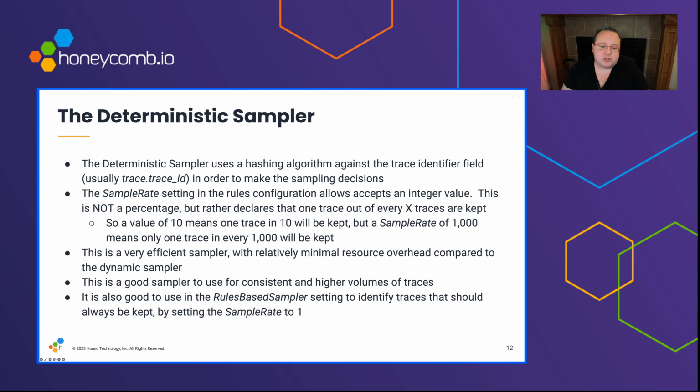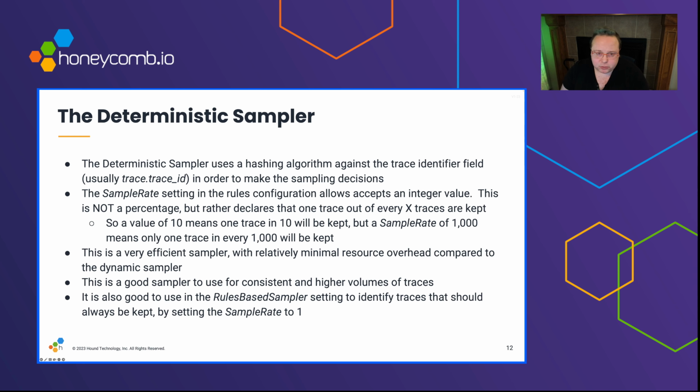The first one, I mentioned this briefly, the Deterministic Sampler uses a hashing algorithm against the trace identifier field, usually trace.traceID, and it makes the sampling decision based on that. We configure it with a basic sample rate setting. This is a 1 in X, not a percentage rate. So if you set your sample rate to 10, it means one trace in every 10 will be kept. If you set it to 1,000, one trace in every 1,000 will be kept.